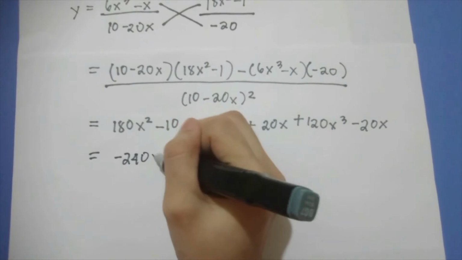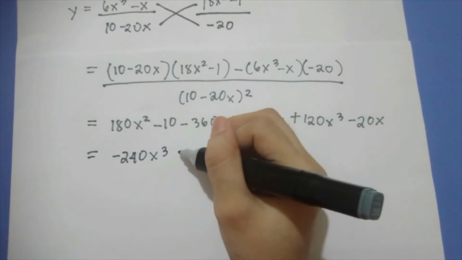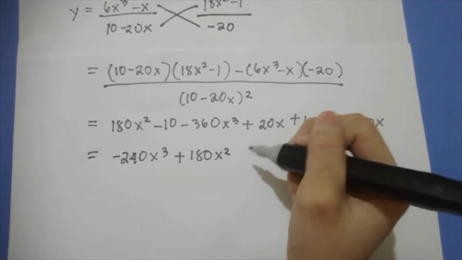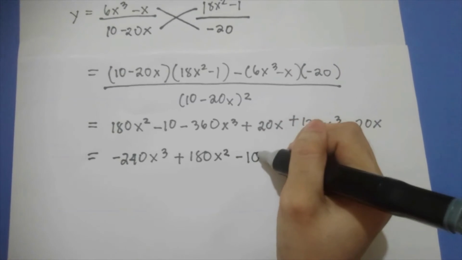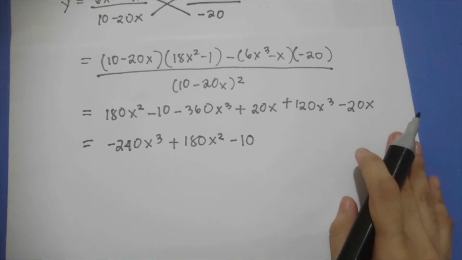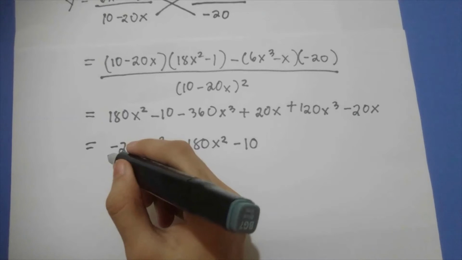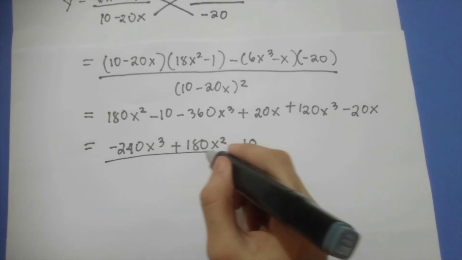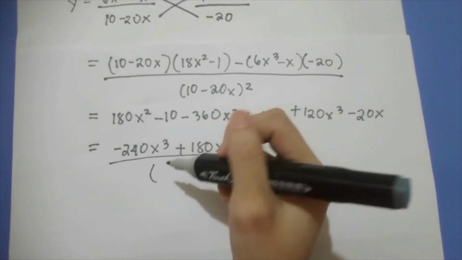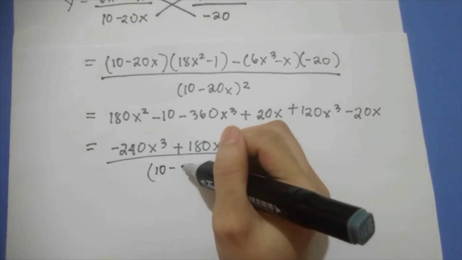Negative 360x cubed plus 120x cubed is negative 240x cubed plus 180x squared. Positive 20x minus 20x is 0, so cancel. 20x minus 10. Our numerator is negative 240x cubed plus 180x squared minus 10. And don't forget the square denominator, parentheses 10 minus 20x squared.